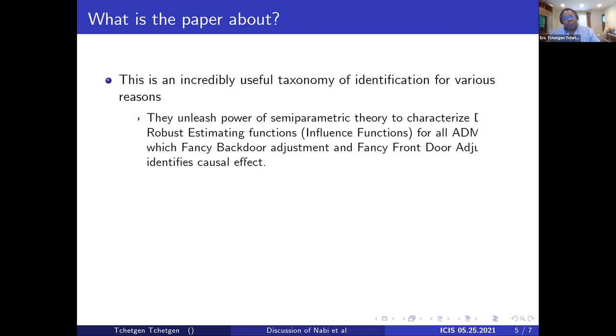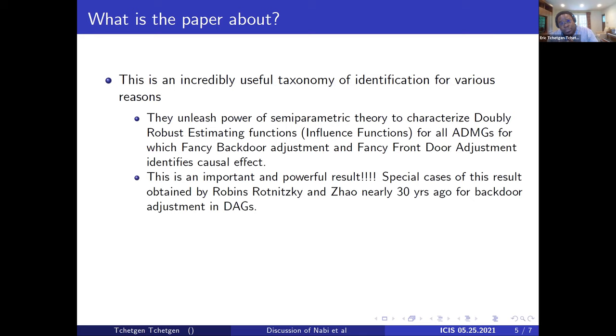First, there are very few people in the world who can appreciate both semiparametric theory and graphical models, and I'm not one of those people, but I do recognize that Razieh is one such person, and her colleagues. They unleash the power of semiparametric theory to characterize doubly robust estimating functions, which she refers to as inference functions, for all ADMGs for which fancy backdoor adjustment or fancy front door adjustment identifies the causal effect. And it really blows my mind. This is a really important and powerful result.